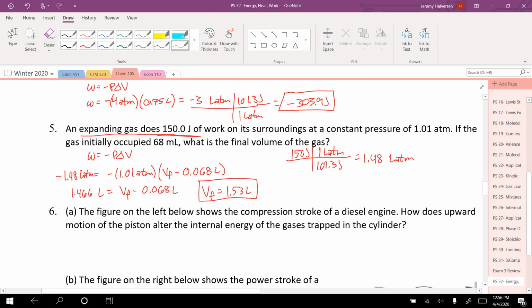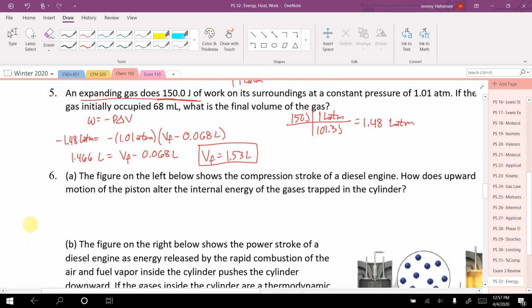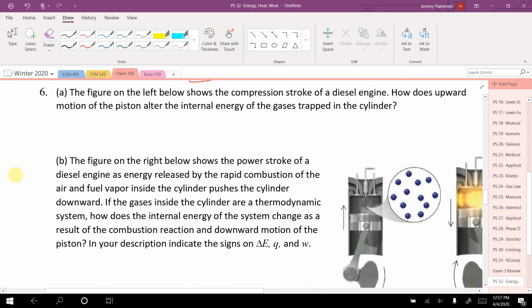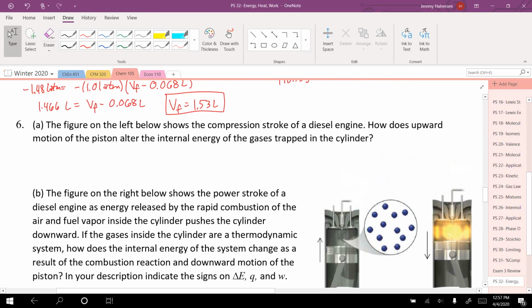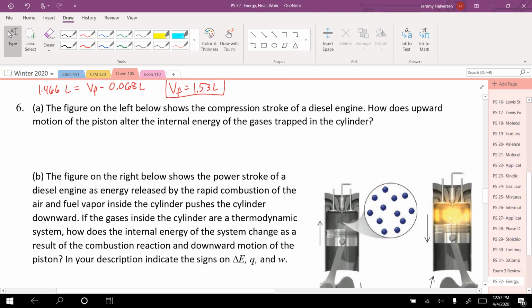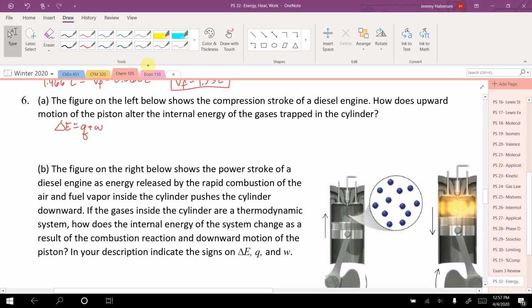Okay, this is the same equation, but now we have to do a little bit more with the units. Or I guess the same amount with the units in a different order. Okay, the figure on the left shows the compression stroke of a diesel engine. How does the upward motion of the piston alter the internal energy of the gas trapped in the cylinder? We know that the energy can be changed by heat and work. When we're compressing the gas, we're not doing any heat.